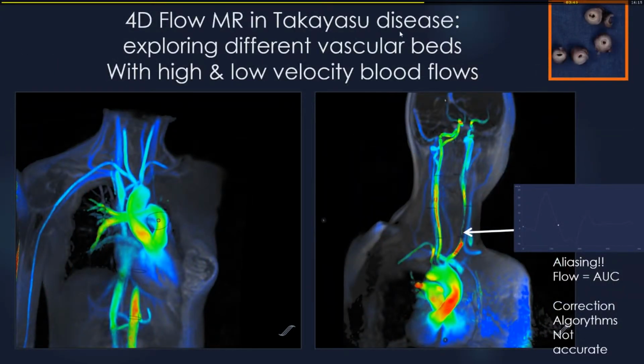The same patient with Takayasu disease, here we see that we can explore the heart, but also we can explore other vascular beds, sometimes within the same sequence. But that means that we will also explore different vessels with high and low velocity blood flows, and there is a risk that some phase wrap artifacts, like here an aliasing, appear because of this very severe stenosis on this common carotid artery here. So we cannot measure the flow, which is the area under the curve.